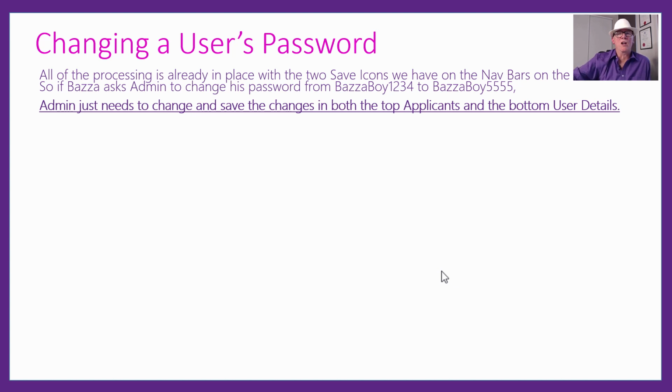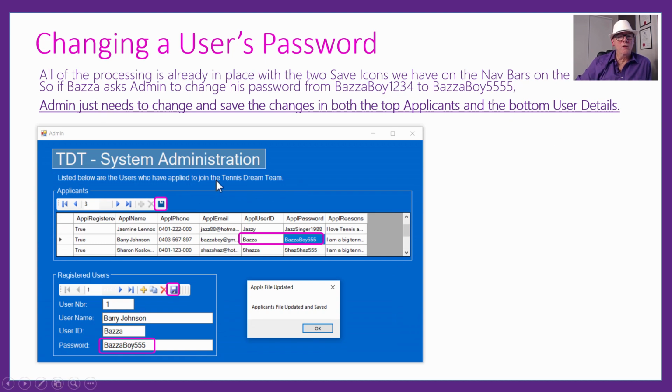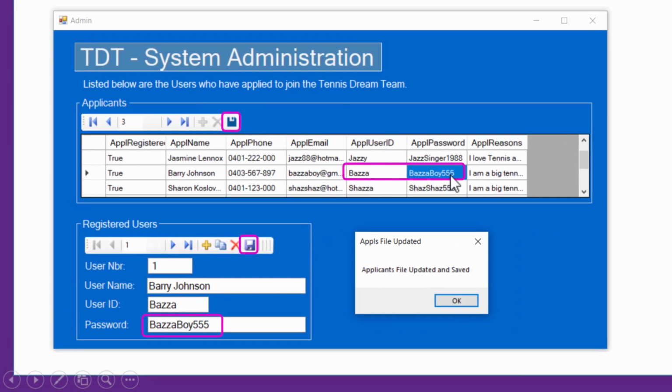So what if someone emails and says, hey, I forgot my password, or someone found out my password and I need to change it straight away? How could the administrator do that? So Barry, user ID Bazza, his password was BazzaBoy1234, but he wants to change it to BazzaBoy555, because someone figured out this password and knows it. So all we have to do is, in the applicants, set it to BazzaBoy555 and click save. And in the registered users, we find Bazza and change it to BazzaBoy555 and click save.